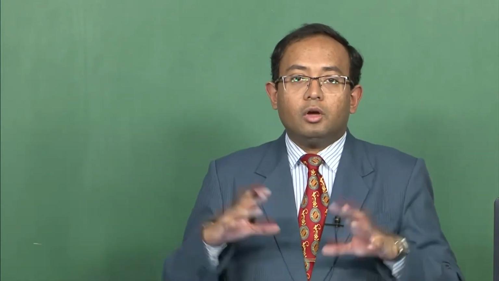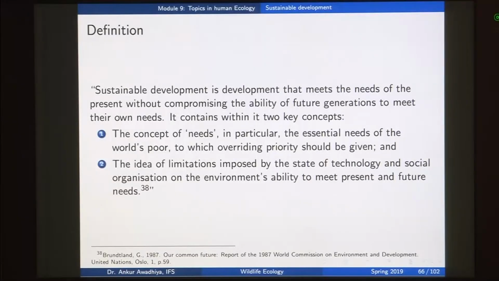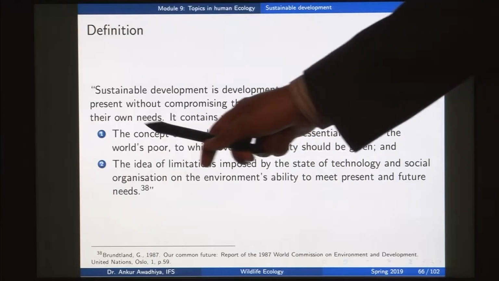But then there is a difference between needs and wants. Probably I might need 6 pens, but it is also possible that I might want 1000 pens. So, there is a difference between need and want. When we are talking about needs, we are talking about the genuine requirements of every person. We are not talking about what every person wants. So, in this definition we are saying that it is development that meets the needs of the present.